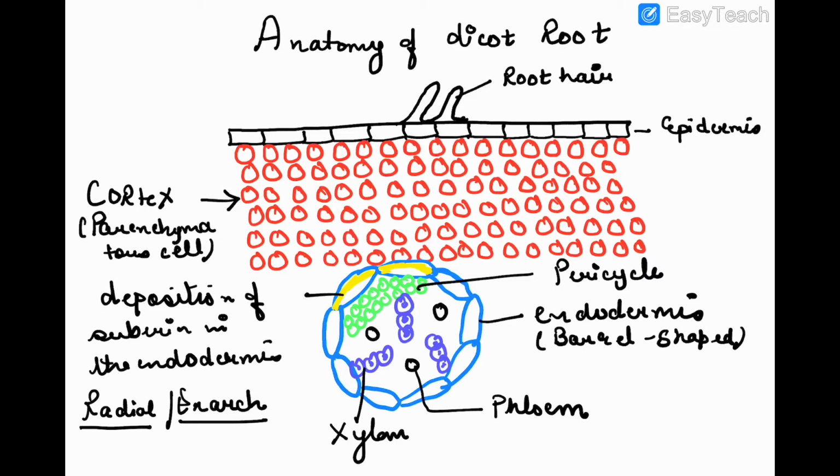Now, in between these xylem and phloem, there is a conjunctive tissue which is made up of parenchymatous cells. And the central portion is known as pith. You can see that in dicot root, this pith area which I am drawing in black color now is very small and inconspicuous. So this was anatomy of dicot root.